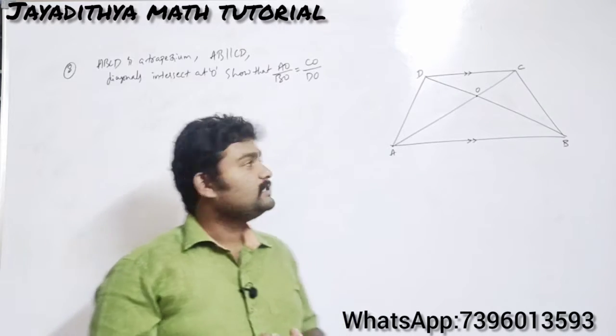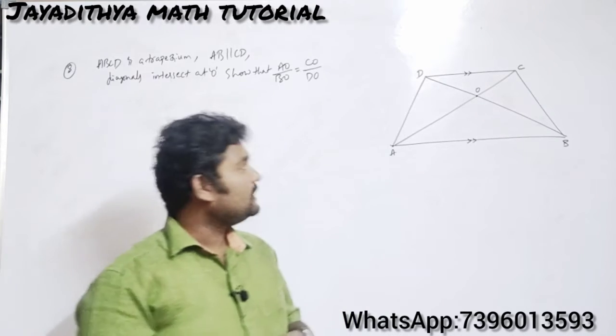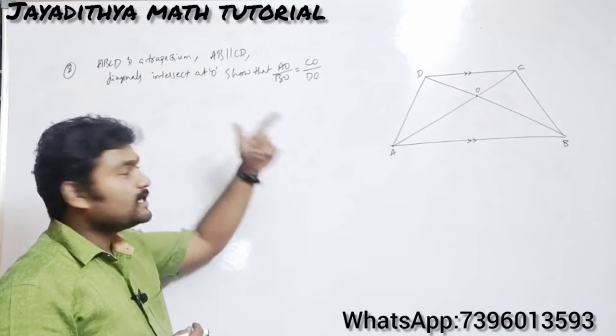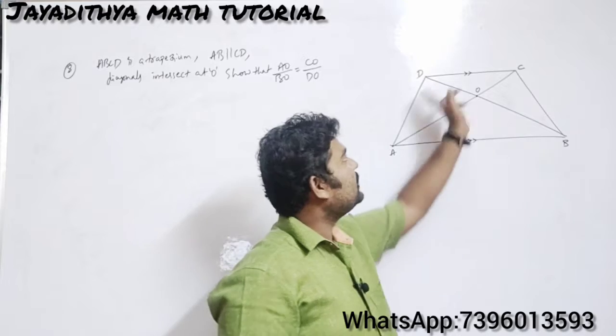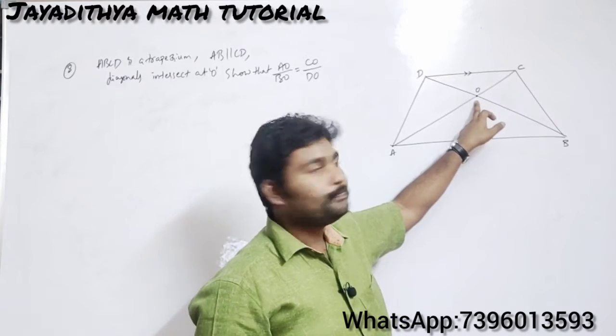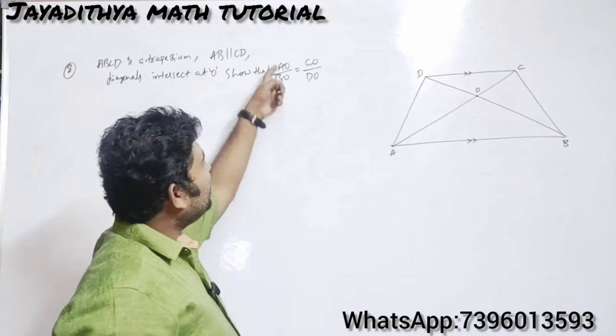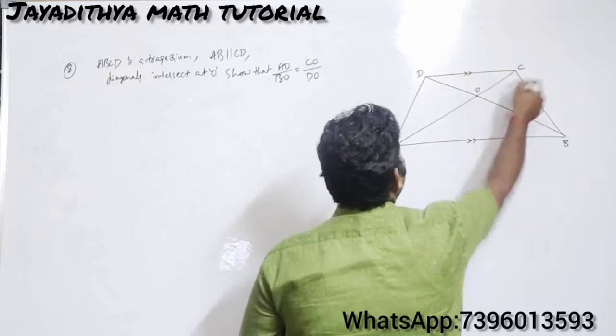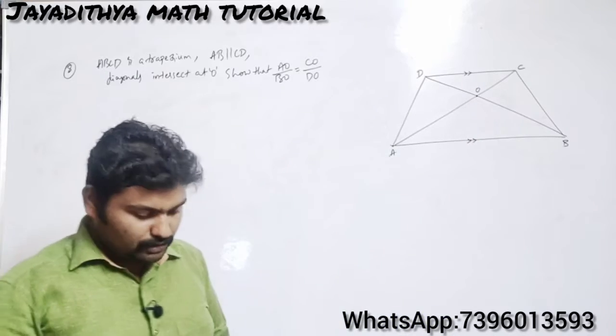Right, Nana? See here, this is your 8th problem of your exercise 1. So what is he telling here? ABCD is a trapezium in which AB is parallel to CD, Nana. AB is parallel to CD and its diagonals are intersecting at the point O. And what we need to show here, AO by BO, so see here, Nana, AO by BO is equals to CO by DO. You need to show that one.